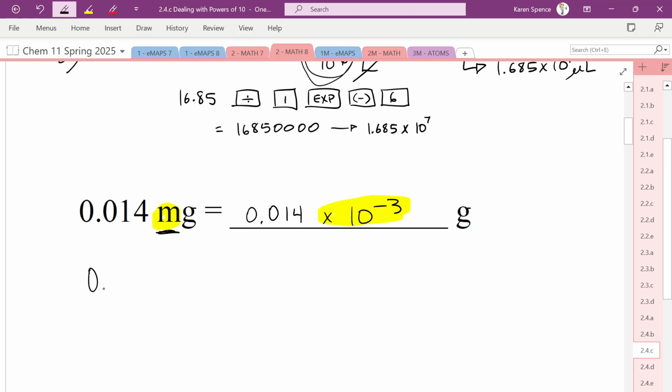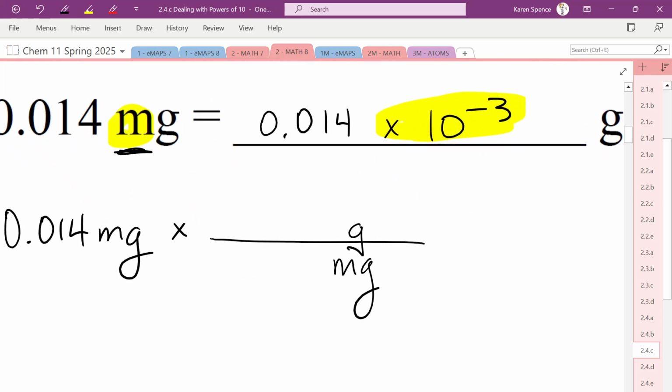We could say 0.014 milligrams, and we want to find the number of grams. What do we want to cancel? Milligrams. What do we want to find? Grams. Where does the 1 go? On the top or the bottom? The 1 goes with the prefix. So in this case, it goes on the bottom. And we have 10 to the minus 3.